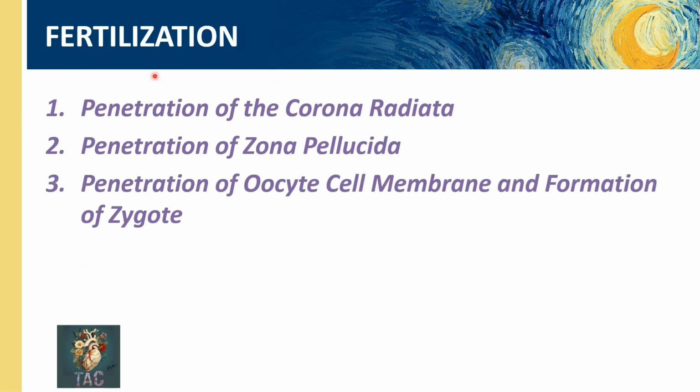So the different phases: the first phase is penetration of the corona radiata. The second is penetration of the zona pellucida. The third phase is penetration of the oocyte cell membrane and formation of the zygote.